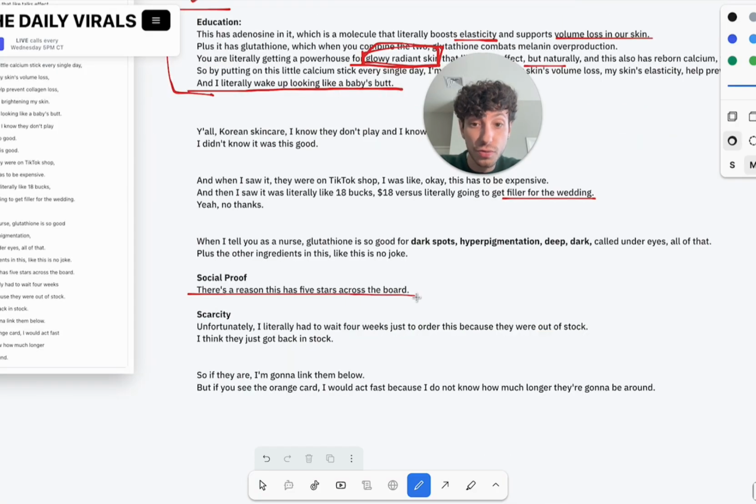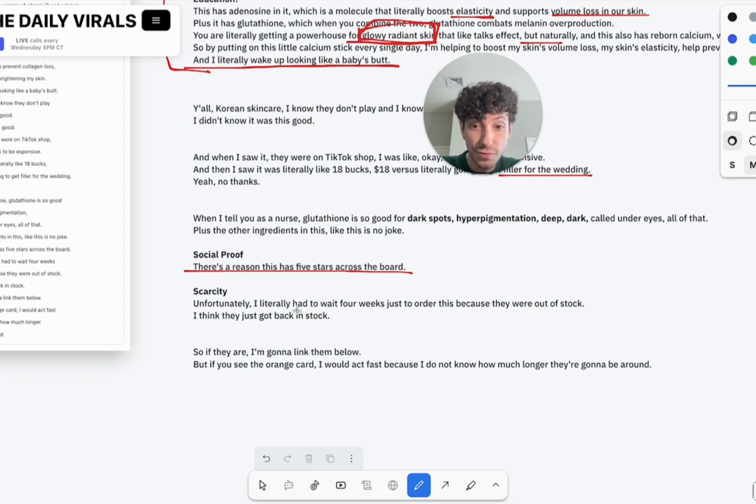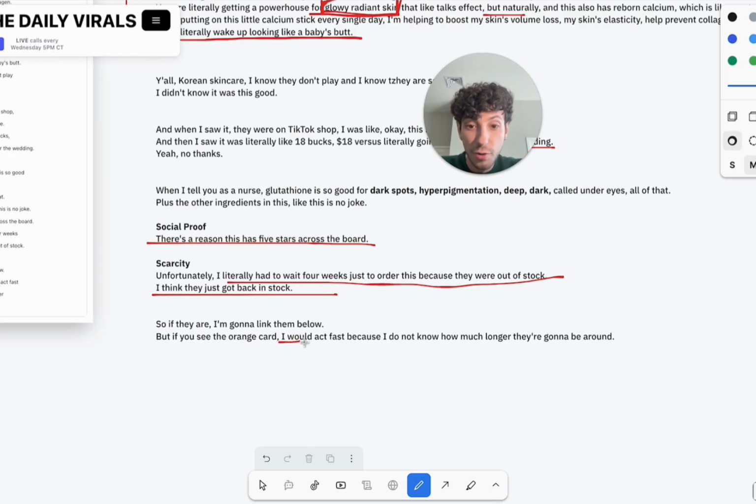She has social proof right here. There's 5 stars across the board. She has scarcity. Unfortunately, I had to wait for 4 weeks just to be able to order this because they were out of stock, but I think they just got back in stock. Then she has urgency. I would act fast because I don't know how much longer they're gonna be around.